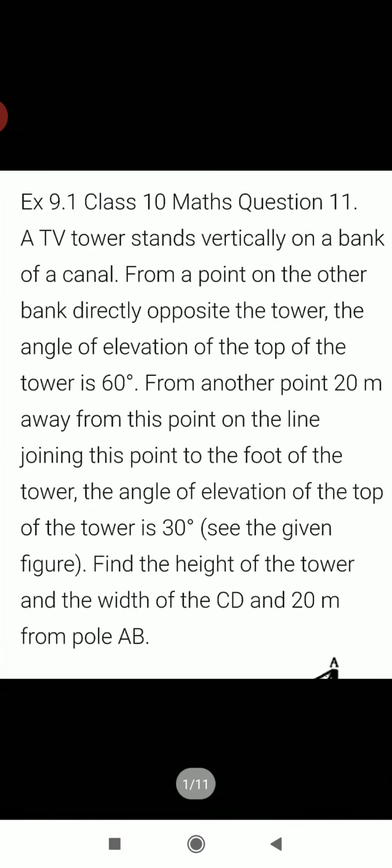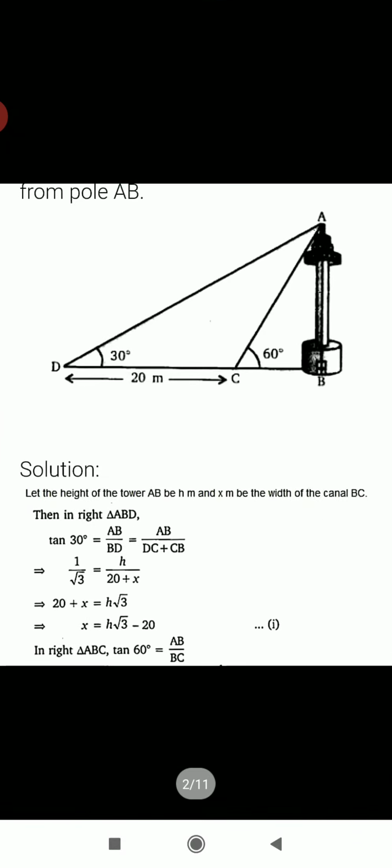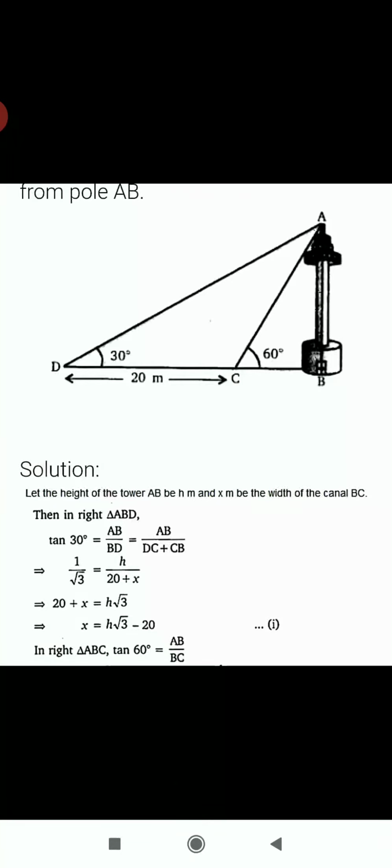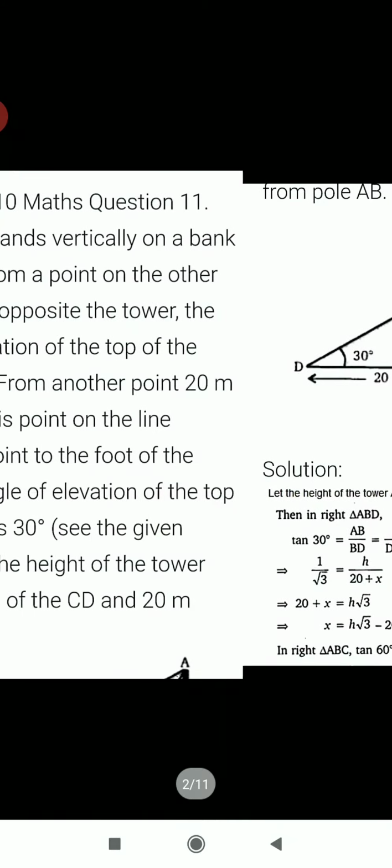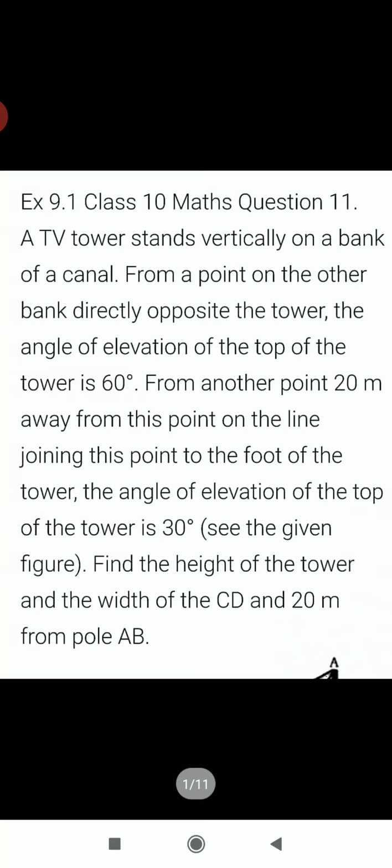See the given figure. In this figure, AB is a tower and from point C the angle of elevation of the top is 60 degrees, and behind it at point D the angle of elevation is 30 degrees. Now DC is 20 meters. Again, in the question you can see we have to find the height of the tower. The width CD is given in the question as 20 meters.